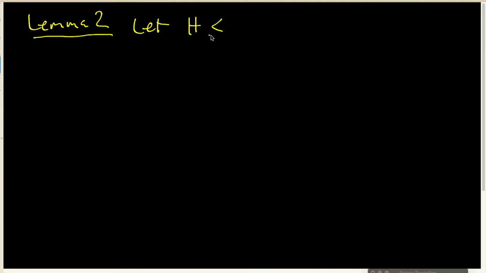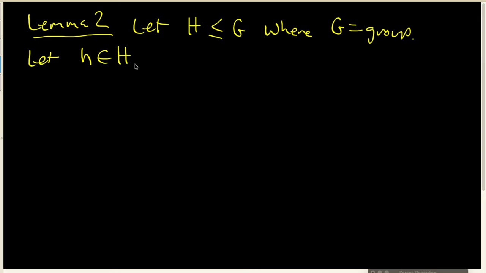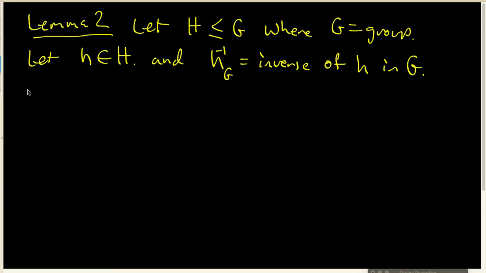Let H be a subgroup of a group G. So G is a group. And I want to let little h be any element inside capital H, and I'm going to let this awkward notation h inverse in G denote the inverse of h inside the group G. Then the inverse inside group G must belong to the subset H.